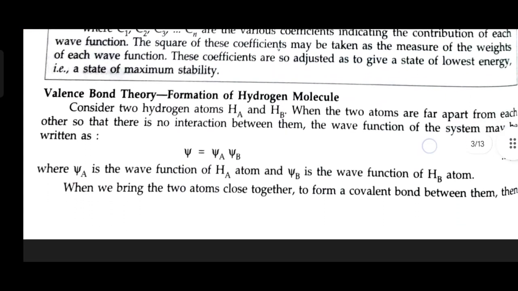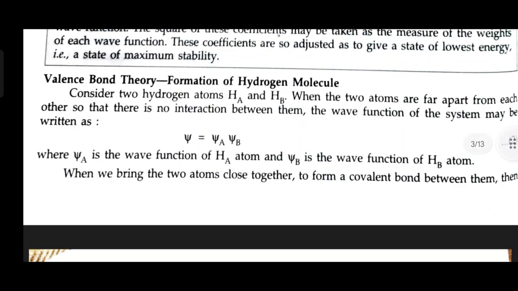Valence bond theory: formation of hydrogen molecule. Considering two hydrogen atoms Ha and Hb, when the two atoms are far apart from each other so that there is no interaction between them, the wave function of the system may be written as psi equals psi A into psi B, where psi A is the wave function of Ha and psi B is the wave function of the Hb atom.